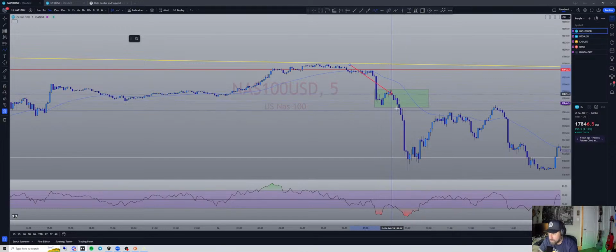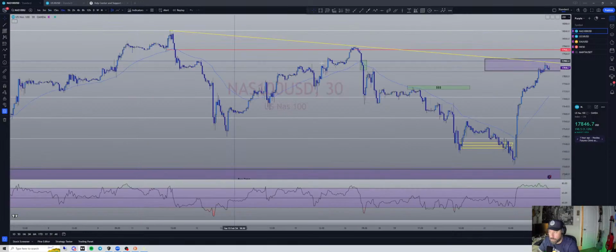And guess what happens? It just tanked again. So all these people, all these banks are stuck right there. They want to get out of their positions. Okay, so let's go back to the 30.